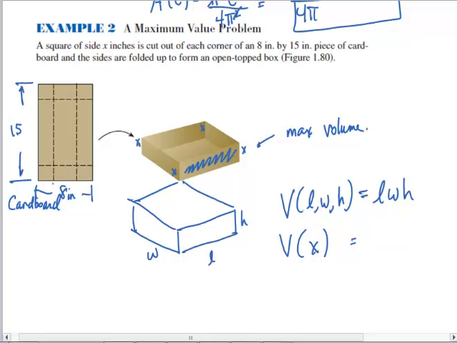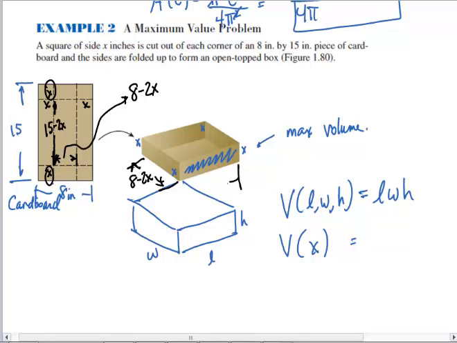So we've got this is x, and this is x, and these up top and on the bottom are x. This distance here, though, is 15 minus 2x. The width, that's from left to right, it's tough to see, so I'm going to put that dimension out here. That width is going to be 8 minus 2x. This dimension here, the long dimension, will be 15 minus 2x, and the height is x.